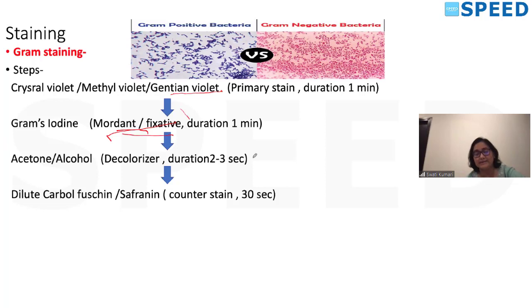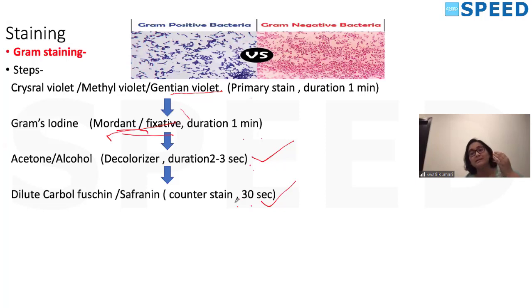Then you decolorize it with acetone. Then you give the counter stain, dilute carbol fuchsin, and you should know how much time each step takes. Your primary stain takes 1 minute. Gram iodine fixative takes 1 minute. Decolorization takes a few seconds, 2 to 3 seconds. Your counter stain, which can be dilute carbol fuchsin or safranin, takes around 30 seconds.